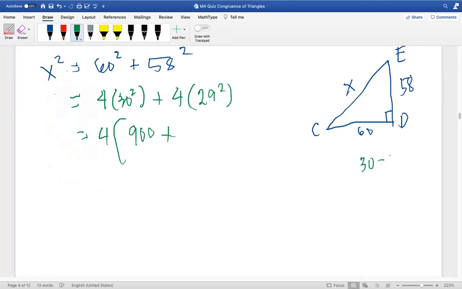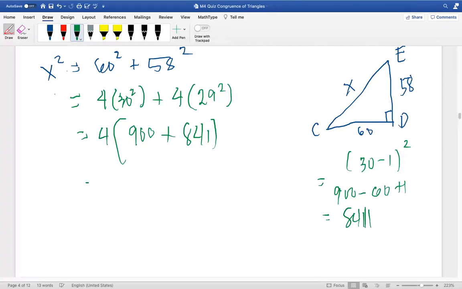29 squared is equal to (30 minus 1) squared, so let's use the square of a binomial. We have 900 minus 60 plus 1, which is 841. Let's add them up: 900 plus 841 is 1741, and that equals x squared. Now let's take the square root on both sides.